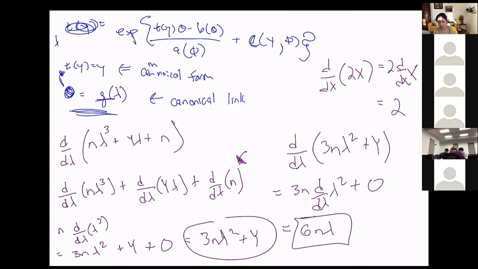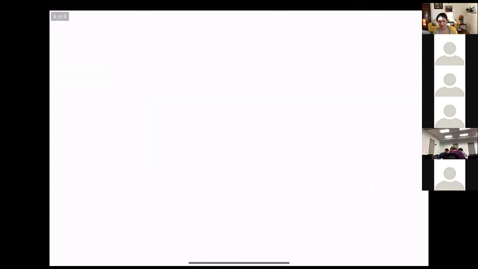Mm-hmm. The test statistic is going to be different, but they all have an asymptotic chi-square distribution. So you can use that same function, just plugging in a different value for the test statistic to calculate your p-value. Okay, perfect.